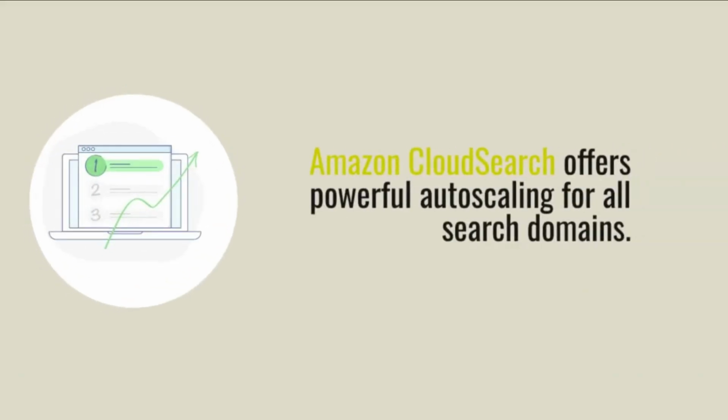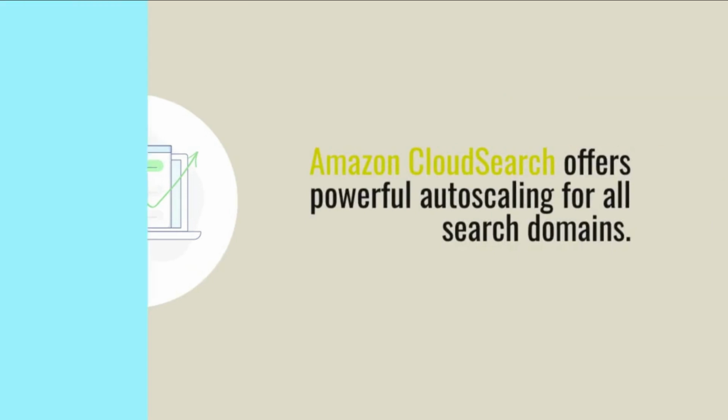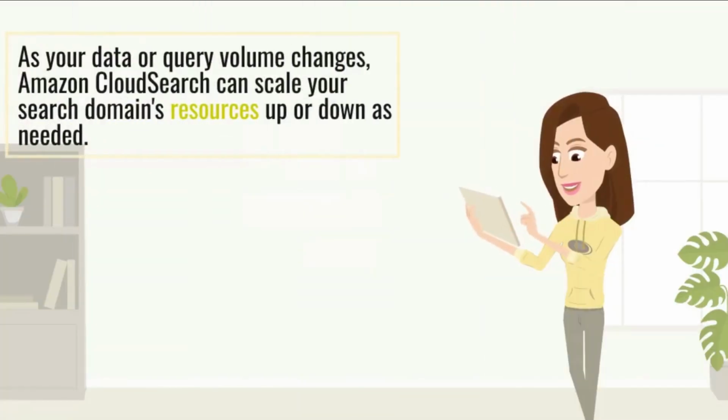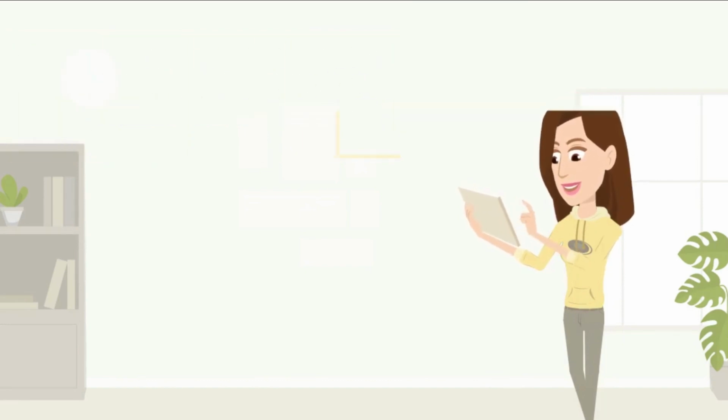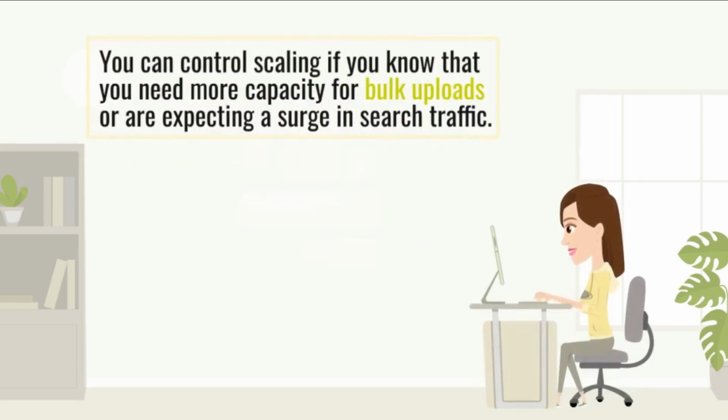Amazon CloudSearch offers powerful auto-scaling for all search domains. As your data or query volume changes, Amazon CloudSearch can scale your search domain's resources up or down as needed. You can control scaling if you know that you need more capacity for bulk uploads or are expecting a surge in search traffic.